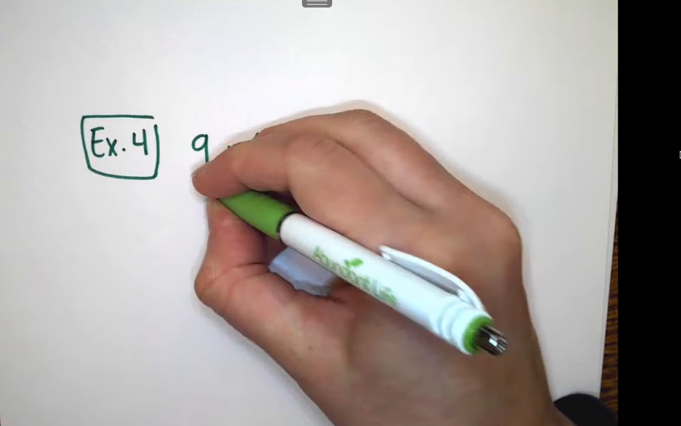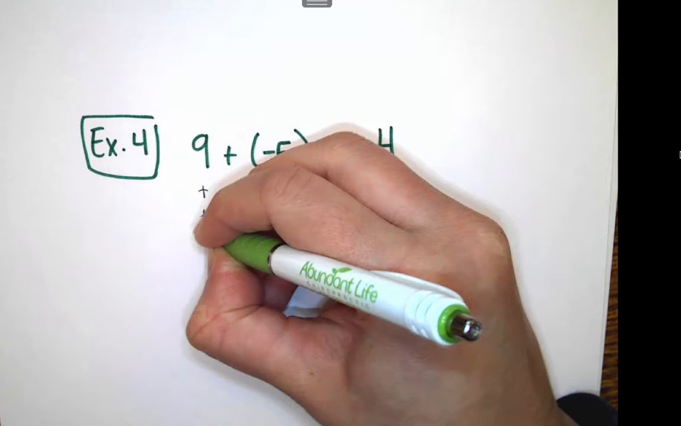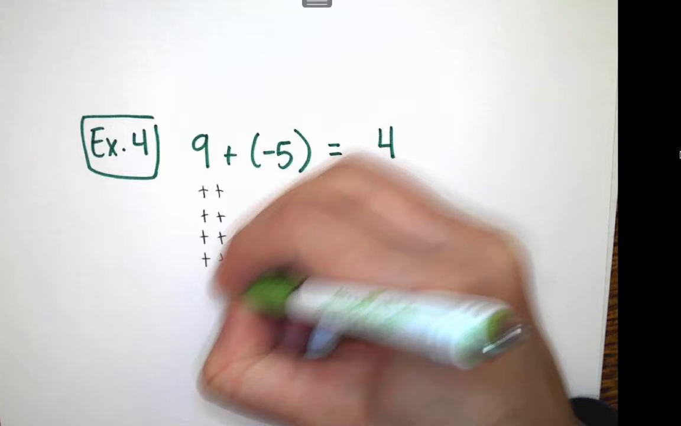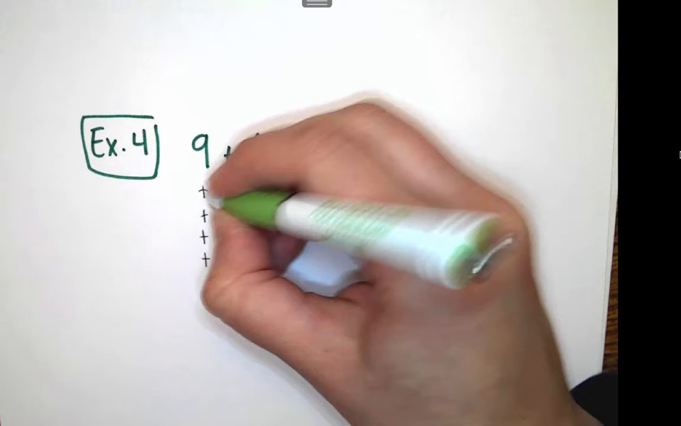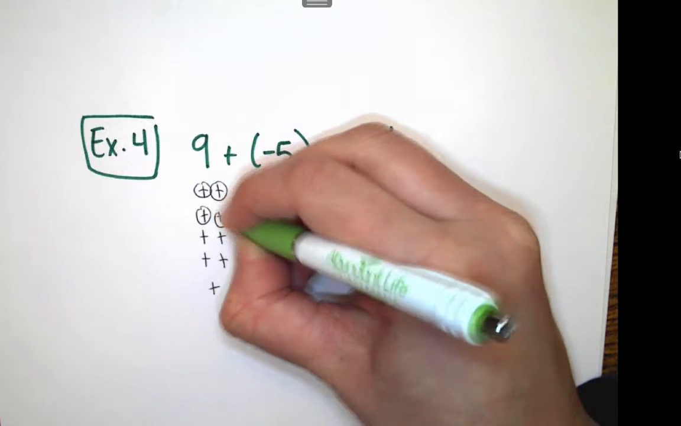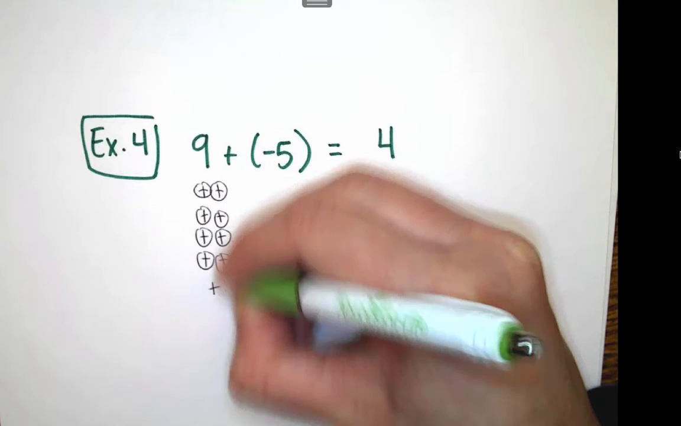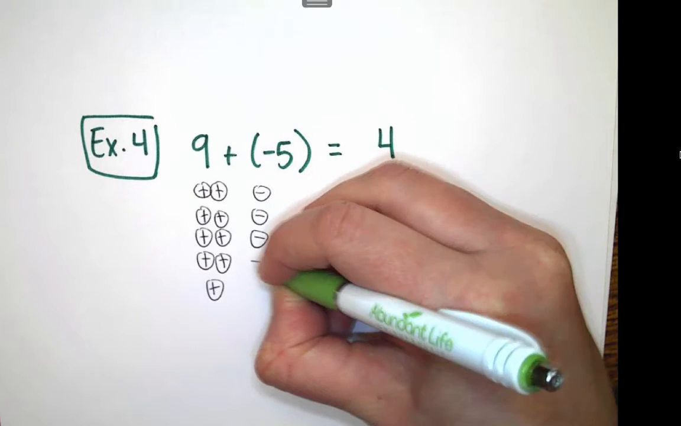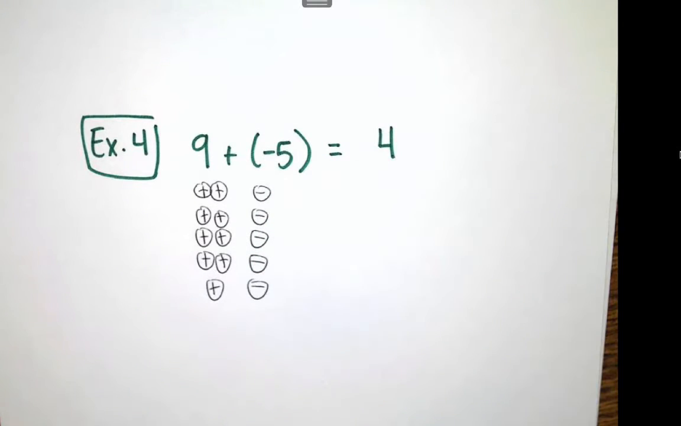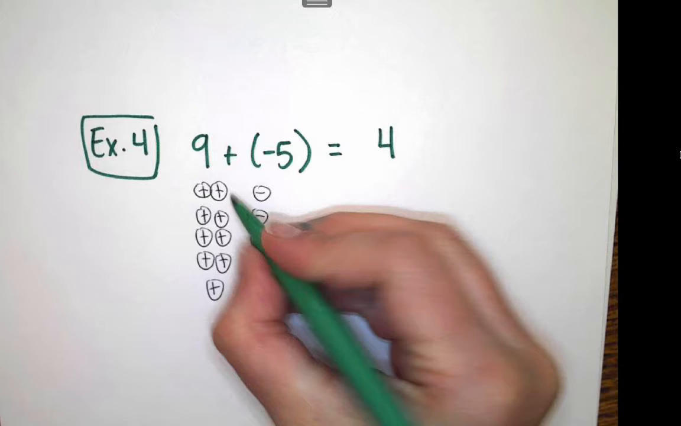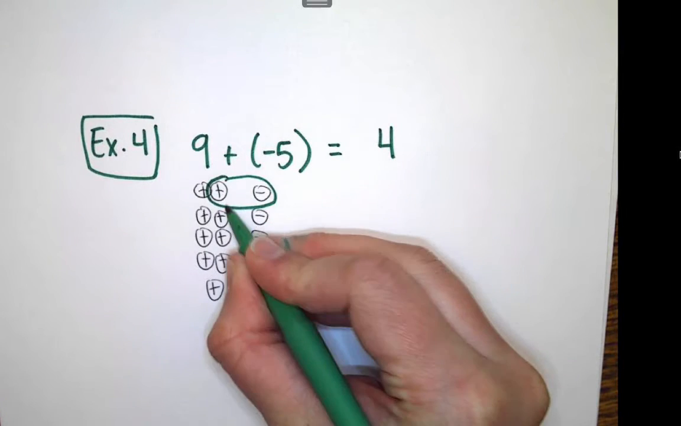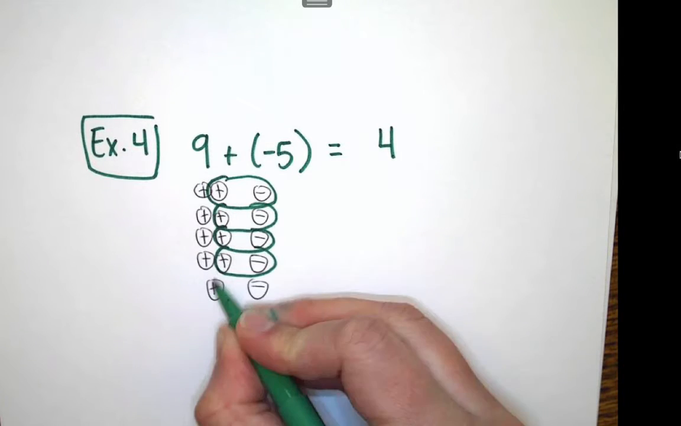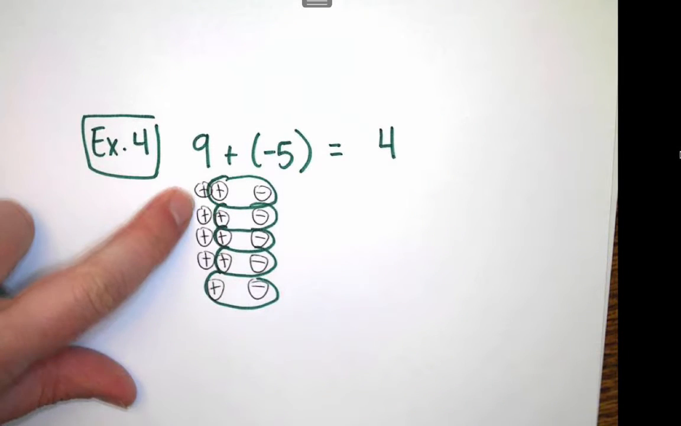This means 9 positives: 1, 2, 3, 4, 5, 6, 7, 8, 9. That's a lot of positives. I can circle all of them. It also means that I have 5 negatives: 1, 2, 3, 4, 5. So if I circle my 0 pairs and I get rid of my 0 pairs, I am going to have extras remaining. You can see I'm going to have these 4 extras.